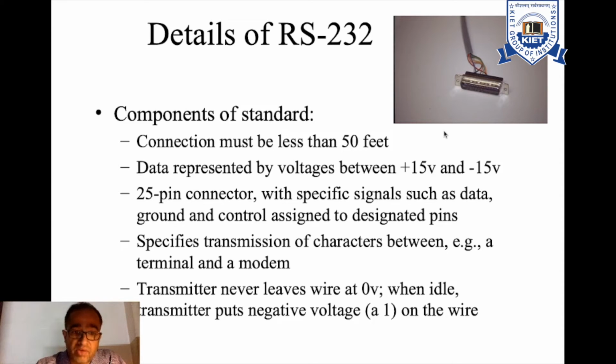This is a 25-pin connector with specific signals such as data, ground, and control assigned to the designated pins. This specifies the transmission of the character between the terminal and the modem. And one important point over here is the transmitter never leaves the wire at 0 volt. When idle, the transmitter puts the negative volt, that is minus 15, on the wire.